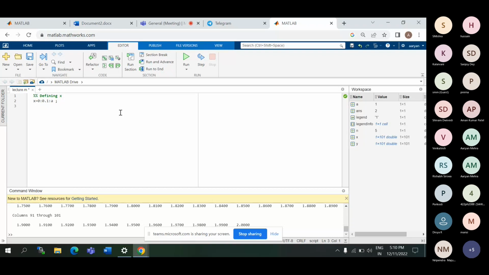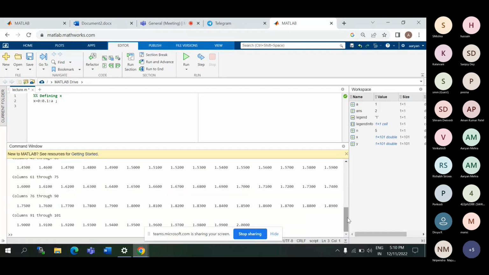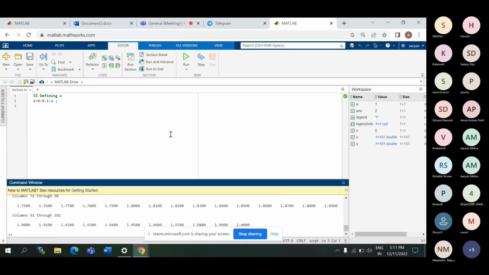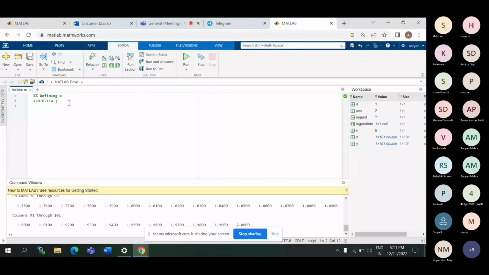Why do we put this semicolon? If I don't put this semicolon, MATLAB will start giving me values from 0 to a in steps of 0.1, which we don't want. We only want MATLAB to have this x. I don't want MATLAB to show me this x, just like here, where it started showing me the values. I don't want to see anything like this. I just want MATLAB to know that x is this. So whenever you put a semicolon at the end, MATLAB reads it but does not show you.